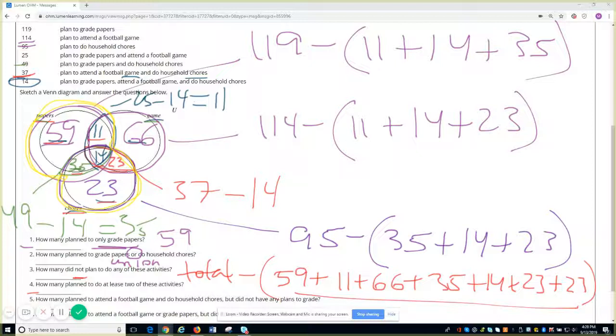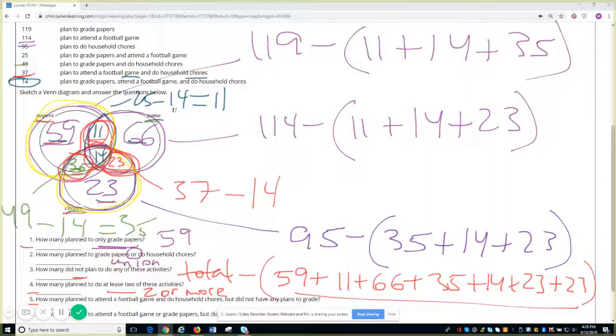The fourth question is how many are planning to do at least two activities? So at least two means two or more. And so that is going to include the 35 people, the 23 people, and 11 that are doing the pairs of activities. So the 11 are grading papers and attending the game. The 23 are attending the game and doing chores. But it will also include the 14 in the middle, because two or more includes those 14 people that are doing all three activities. In other words, you're going to be adding these four numbers together.